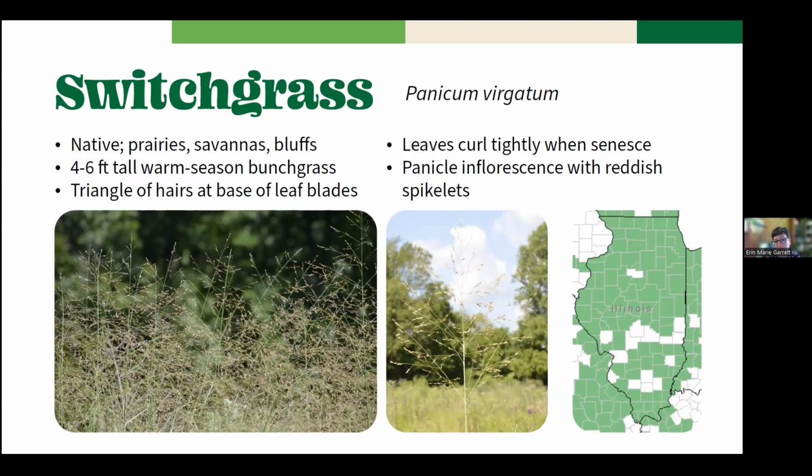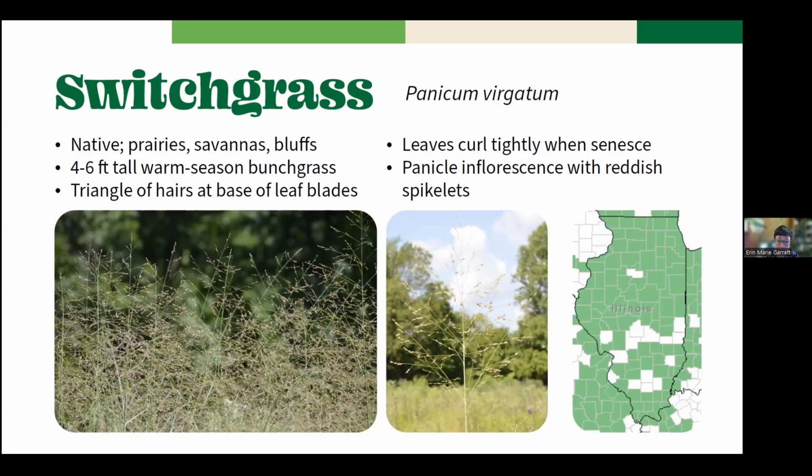One of the most reliable characteristics that I use, especially early in the growing season, is to look for a triangle-shaped collection of hairs at the base of the leaf blade. This is not going to be a ligule. It's going to be just a dense white fluff that's in a triangle shape of hairs. We'll look at pictures of those in a second.